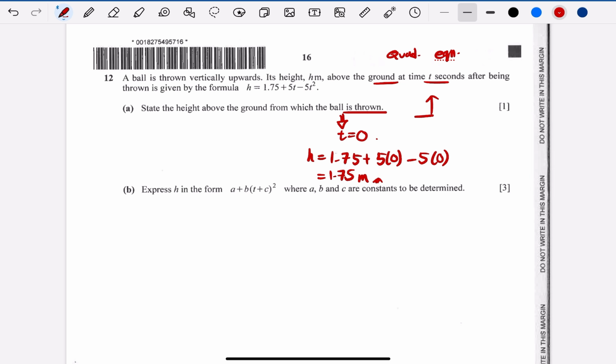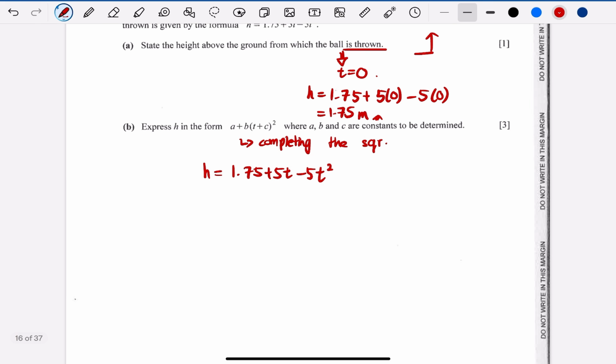Part B, they tell you to express h in terms of this. This basically requires you to do completing the square. So let's rearrange our h formula. h is given to be 1.75 plus 5t minus 5t squared. I'm going to rearrange everything. I'm going to make the t squared be at the front, and my 1.75 to be at the back.